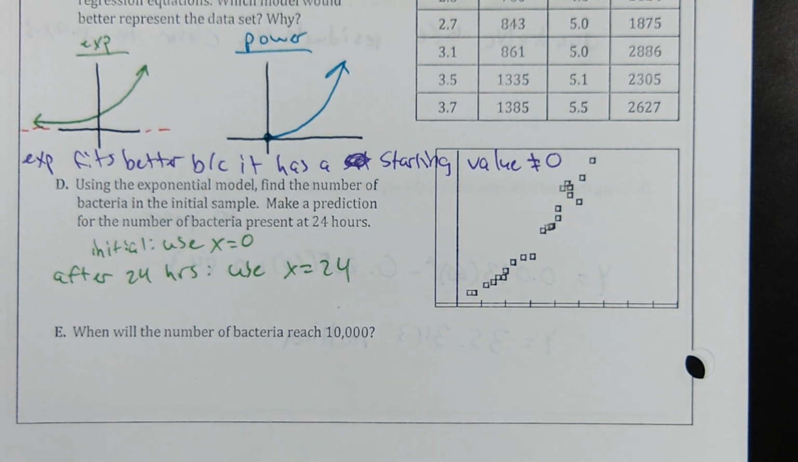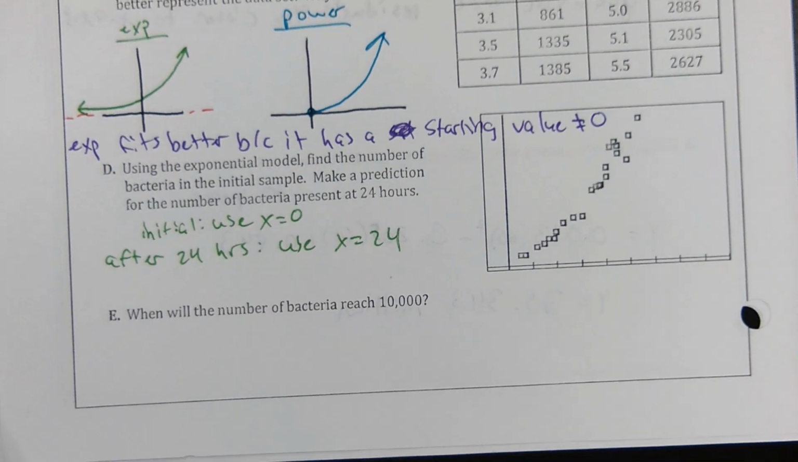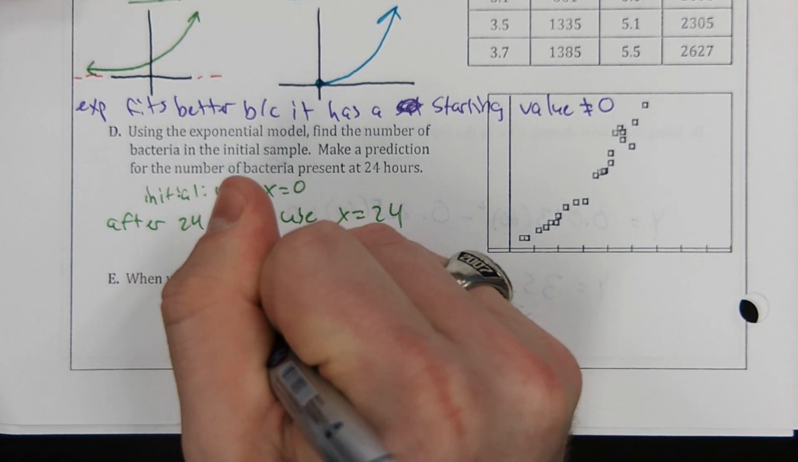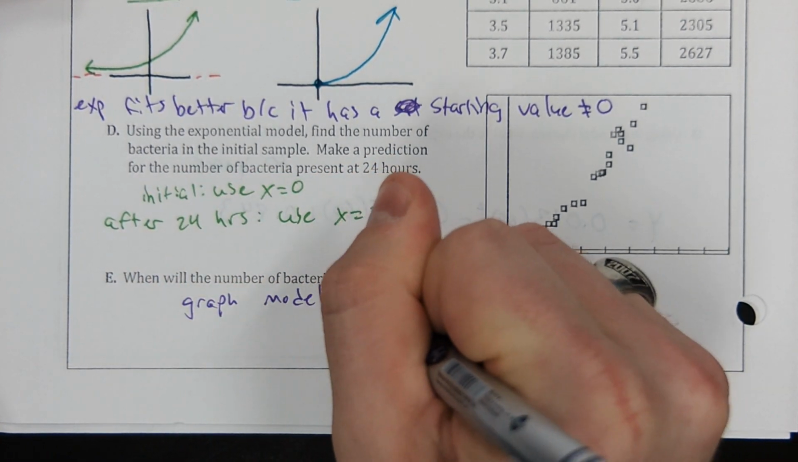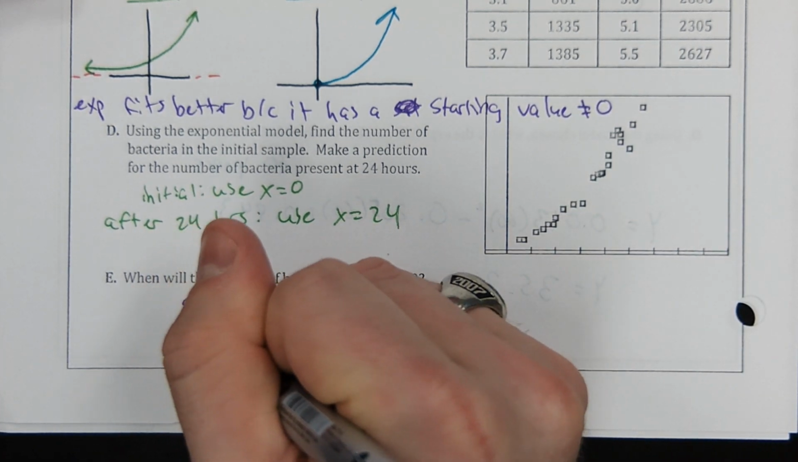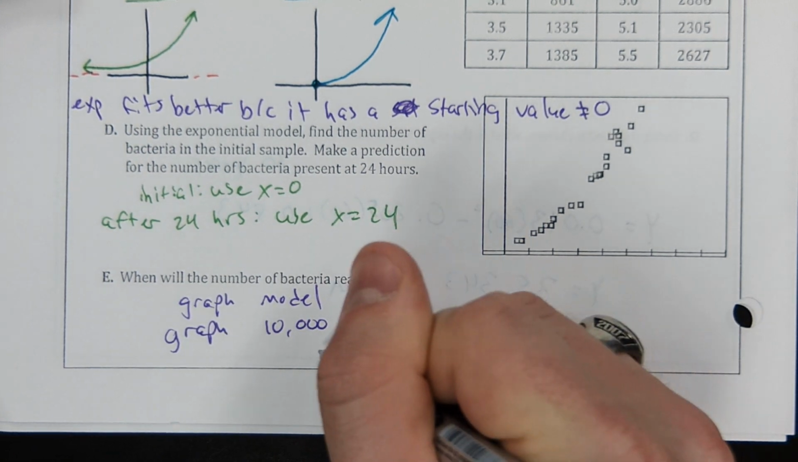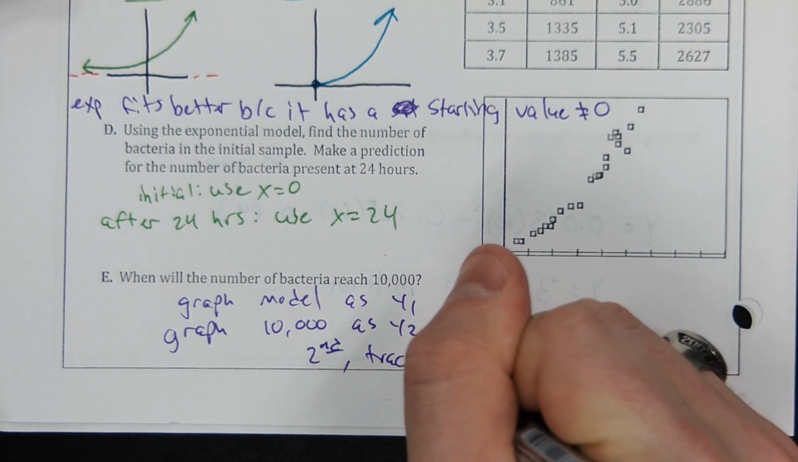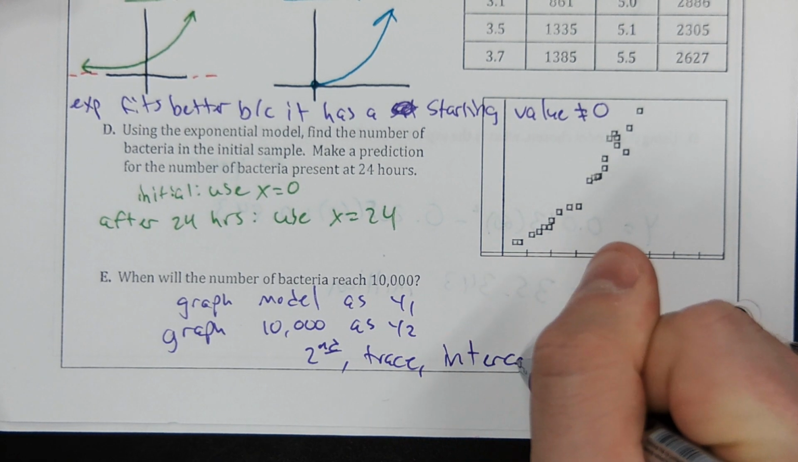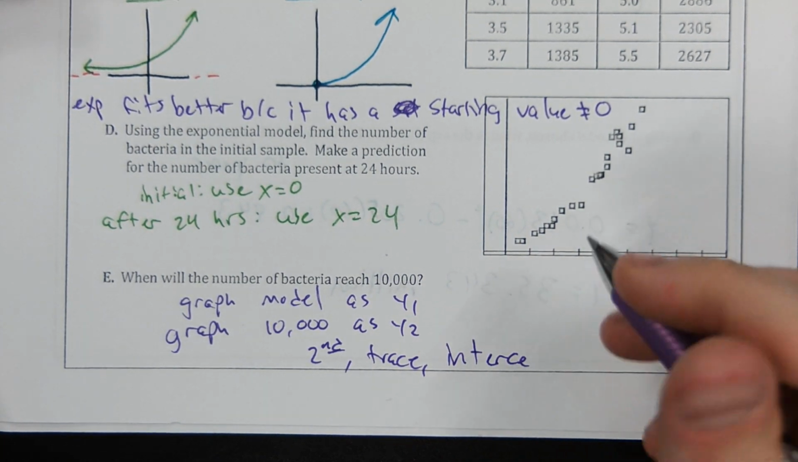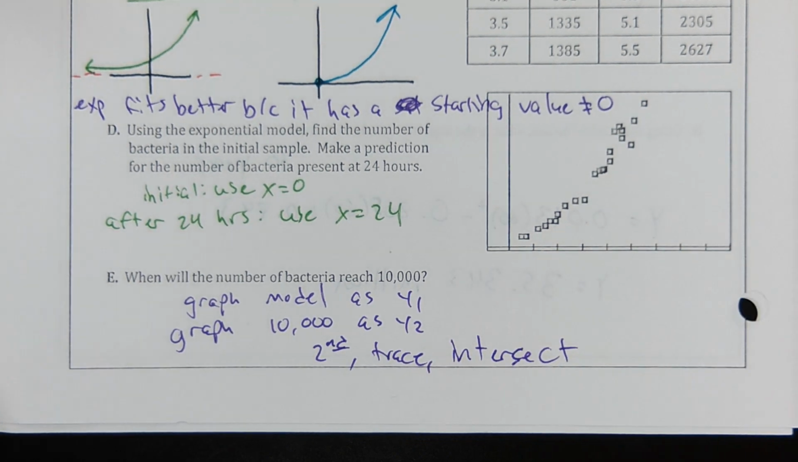Part E, if we had a model, how would we figure out when it equals 10,000? Yeah, you just set y equal to 10,000 and do second trace intersect. So I would graph my model as y1, I would graph 10,000 as y2, and just use second, trace, intersect. And remember, how do you spell intersect? It's an S, right? There we go.